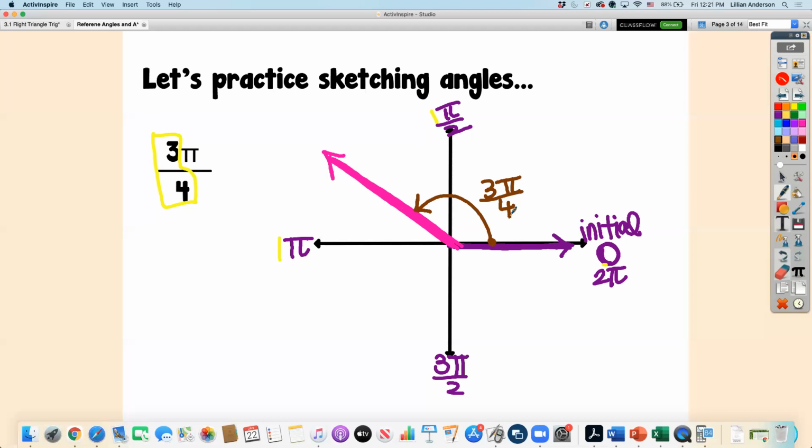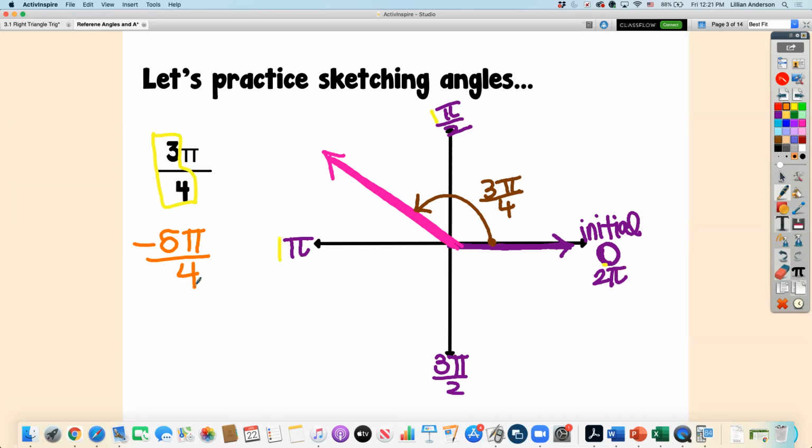Can someone give me an angle that's coterminal to 3 pi over 4? Go ahead. I said negative 5 pi over 4. Very good, negative 5 pi over 4. That is a coterminal angle to 3 pi over 4. Coterminal angles have the same initial side and the same terminal side. It's just a matter of revolutions that you have, okay?